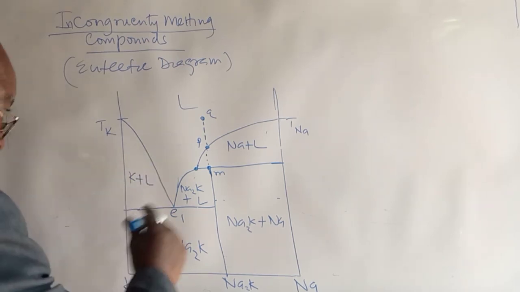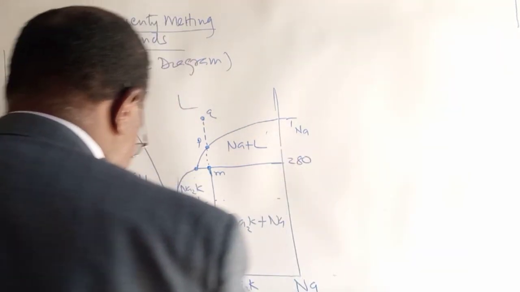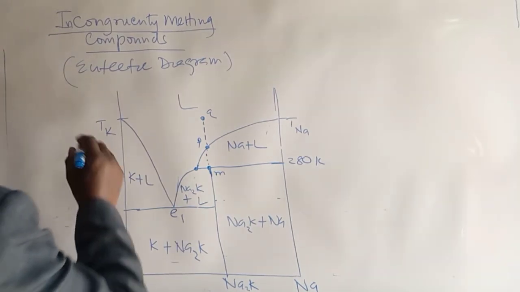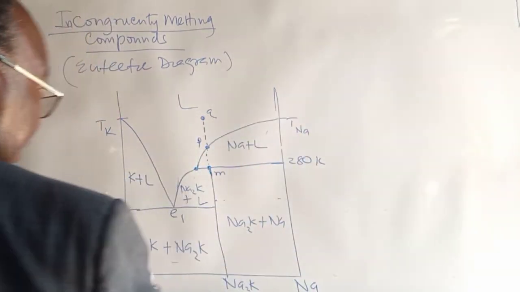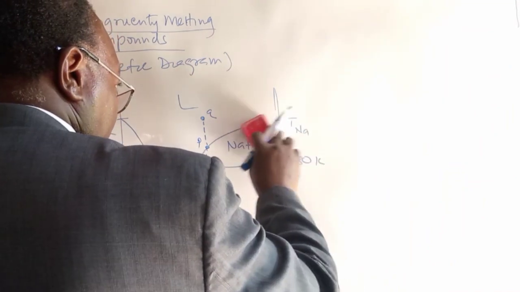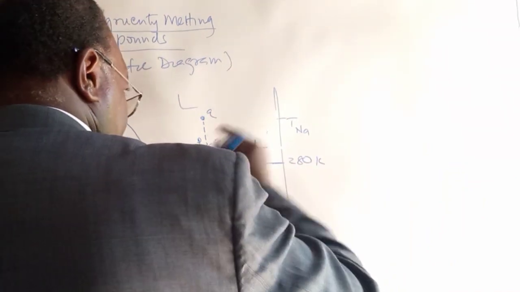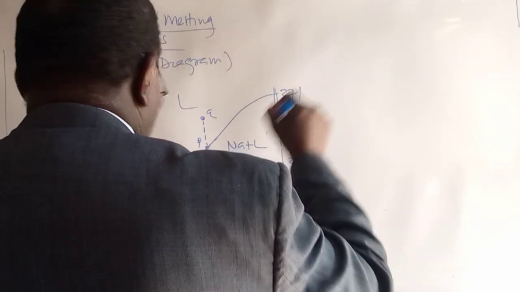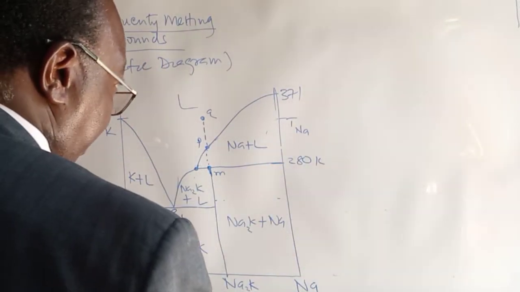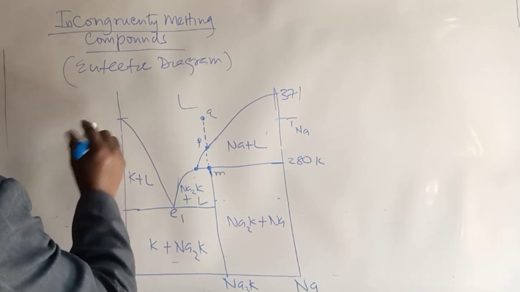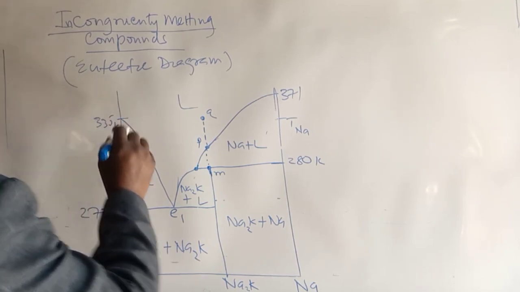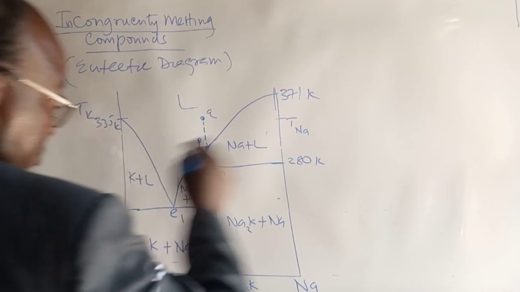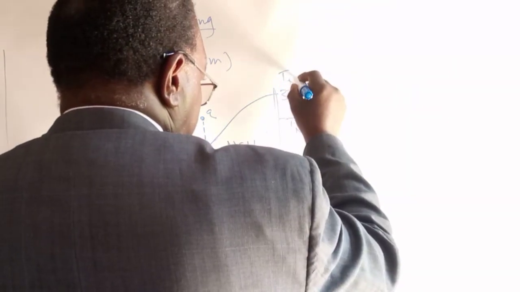And by the way, for these particular ones, this is about 280 K, that's about 273. For sodium, it's normally slightly higher. That's about 371, and this is about 335. So that is for potassium, and that is for sodium. They're in that range there.